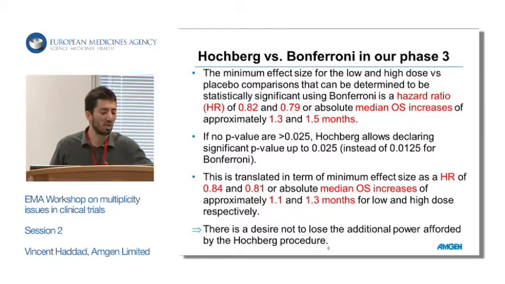Then they asked us to translate that in terms of power, and they didn't want to lose the extra power afforded by Hochberg. It was an oncology trial, and the question was, what if we fall just in between, and we have a treatment effect that is significant using Hochberg, assuming the two effects for low dose and high dose are similar, but the null hypothesis is not rejected using Bonferroni? They didn't want to go through Bonferroni because our sample size was limited, so we had a debate, we had a dilemma. Next slide.